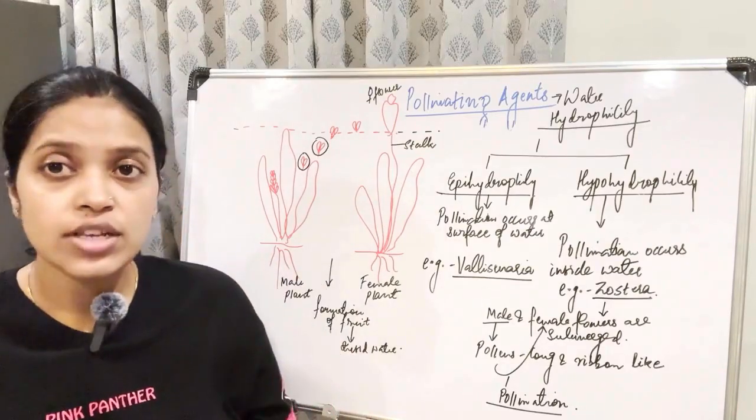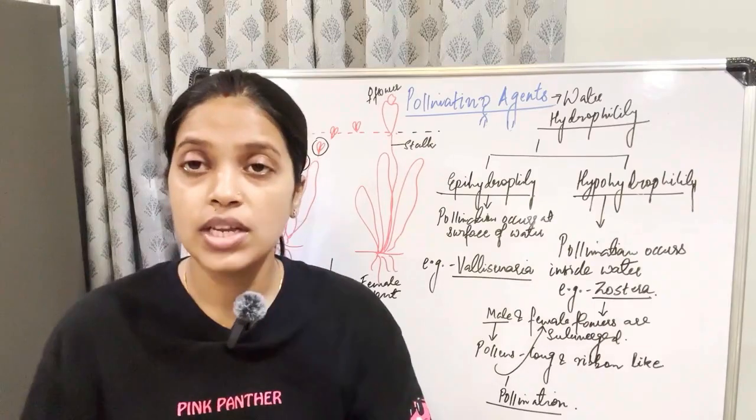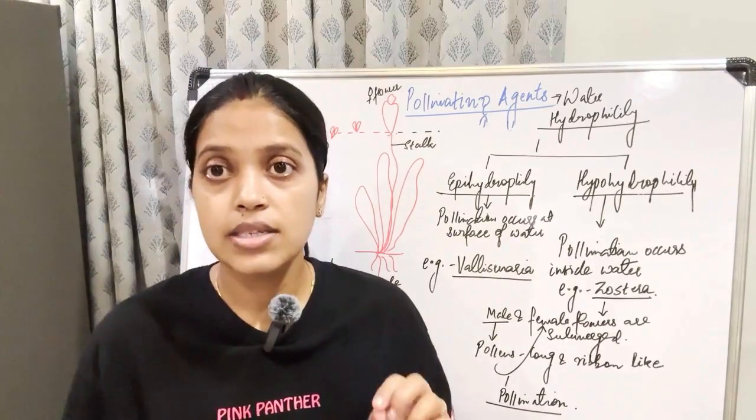In the next topic, we will be talking about the biotic agents, how the pollination occurs through insects, birds and bats.